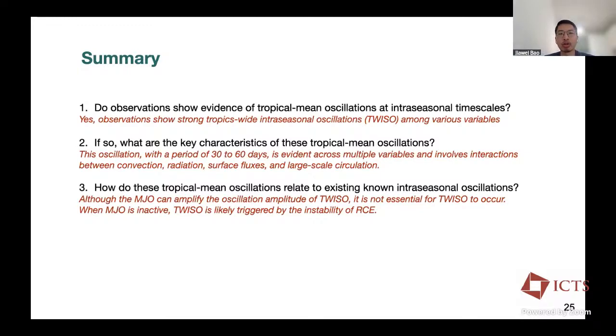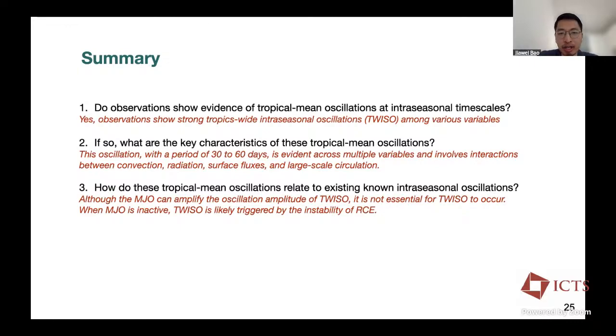So first, do observations show evidence of tropical mean oscillations at intra-seasonal timescale? The answer is yes. We find very strong tropics-wide intra-seasonal oscillation among multiple variables in the tropics, and we name this oscillation TIFR. So what are the key characteristics of the tropical mean oscillations? This oscillation with a period of 30 to 60 days is evident across multiple variables and basically involves convection, radiation, surface flux, and circulation coupling.